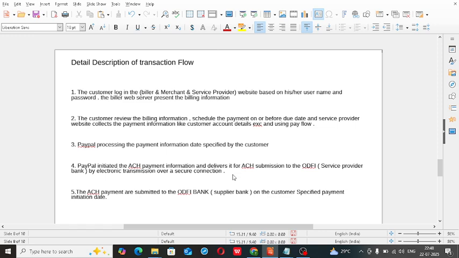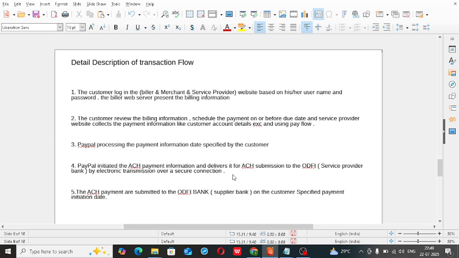First, the customer logs in to the biller or merchant or service provider website with their username and password. As I said, the customer enters the username and password in the biller website. After the acknowledgement, they see the billing information. Next, the customer reviews the billing information and schedules the payment on or before the due date, because they need to schedule the payment before the due date.